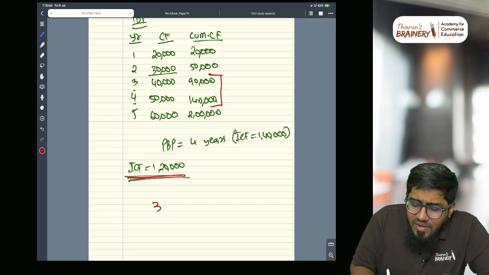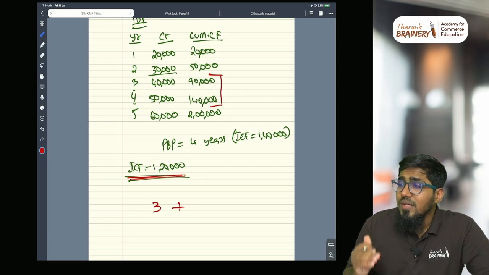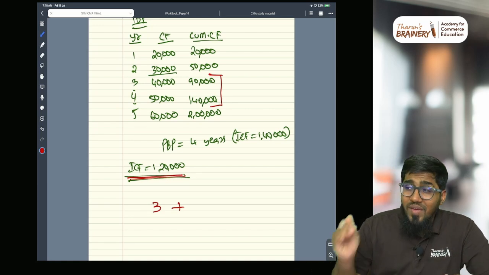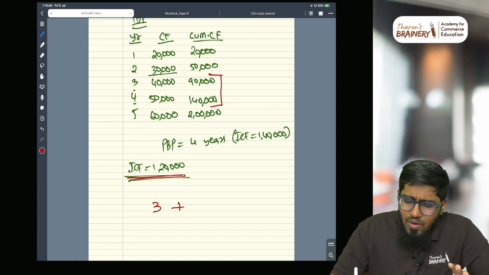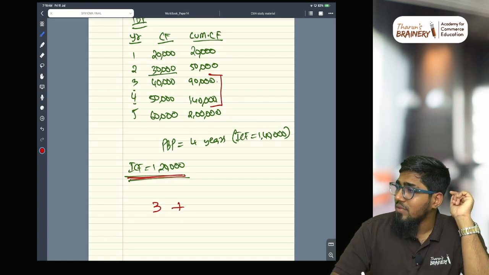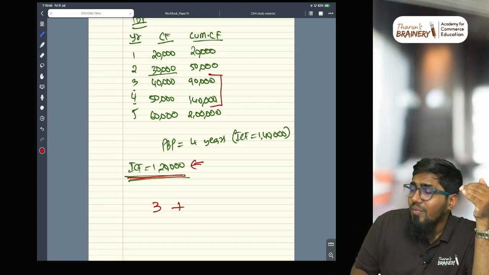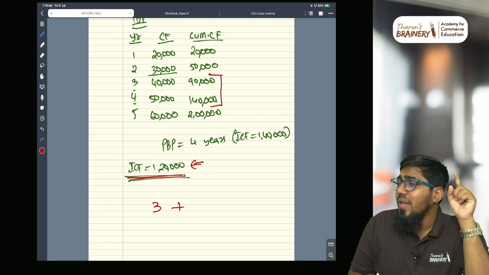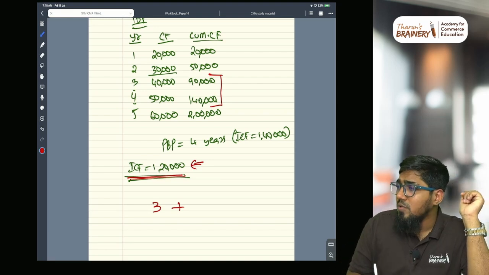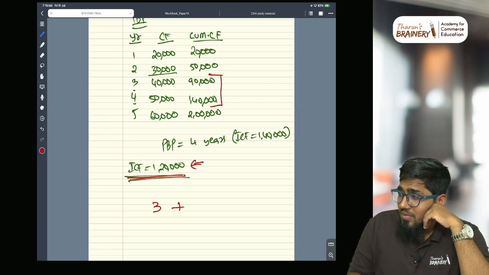Which means after 3 years, how many months? Now you have to find it: 3 years 2 months, 3 years 3 months, 3 years 4 months, so 3.1, 3.2, 3.3, where is it falling? After 3 years, 90,000 you have already recovered, but you want to recover 1,20,000 rupees. So how much more money do you need to recover? Everyone answer.